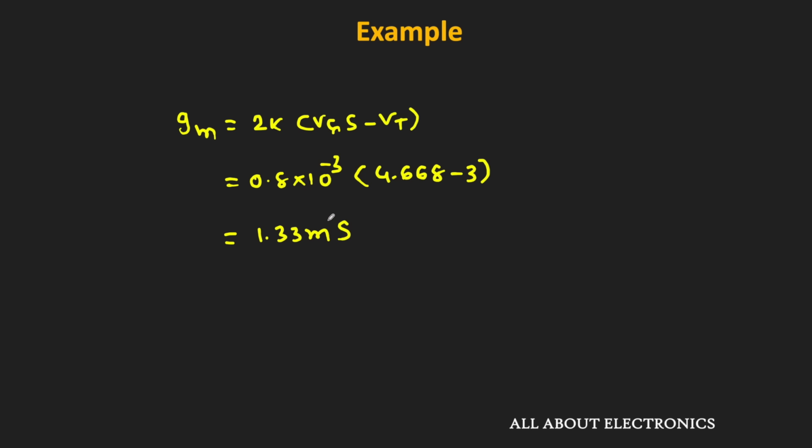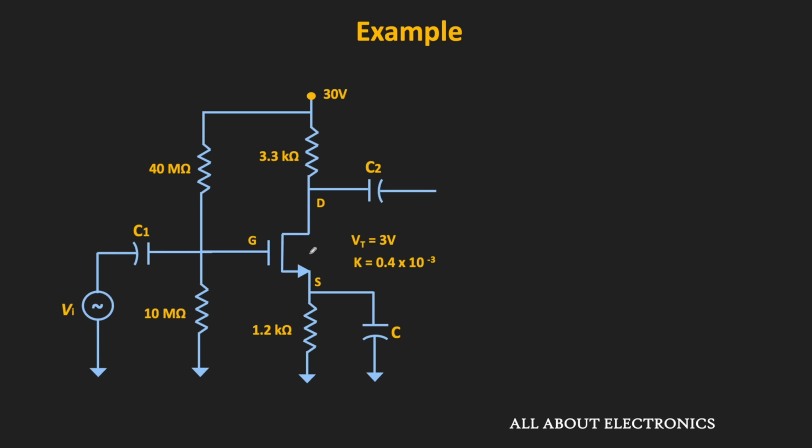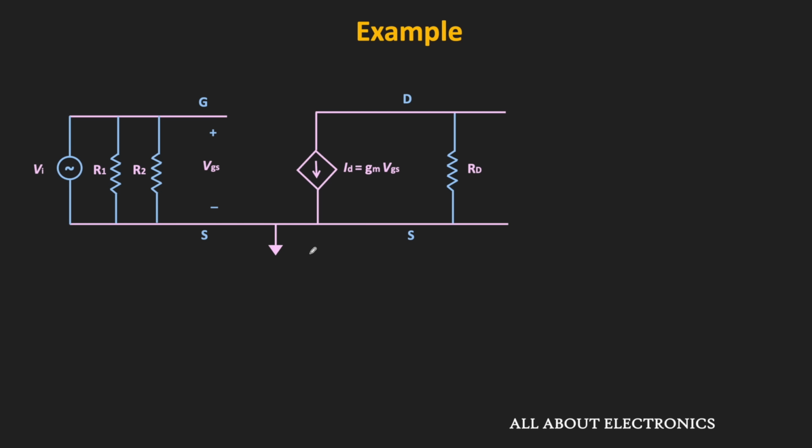And once we know the value of the transconductance, then using the small signal analysis, we can find the value of the required parameters. So for the AC analysis, we can consider all the coupling capacitors as short circuits, and we can replace all the DC sources in the circuit with 0. And then we can replace the MOSFET by the small signal model. So if we see the equivalent circuit, it will look like this.